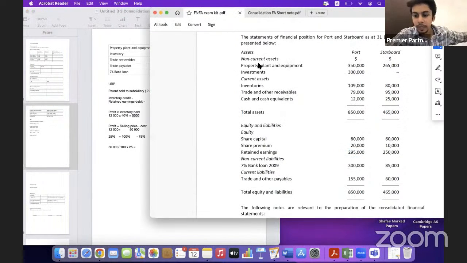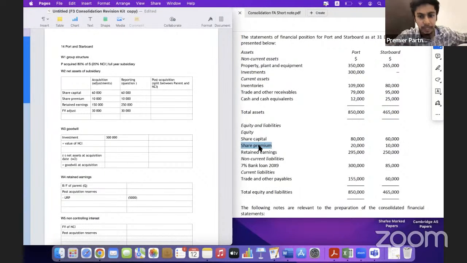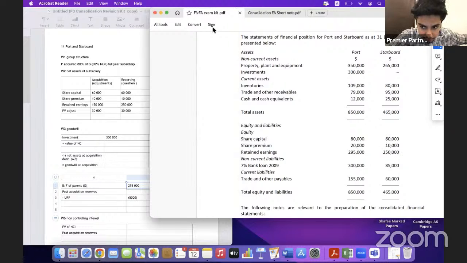Now, guys, over here, what happened? Yeah, I stopped here. Share capital and share premium, guys, please remember, we don't mark them inside the workings. They go directly to our SOFP. Retained earnings. Now, guys, see, Port is the parent now. For the retained earnings, we are doing a working. So I have to take this one over here as my opening balance, 295,000.